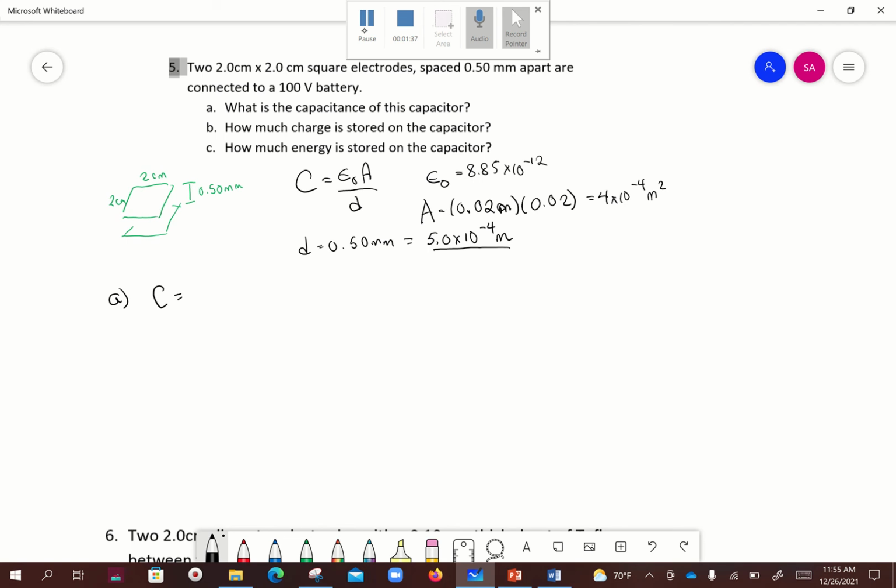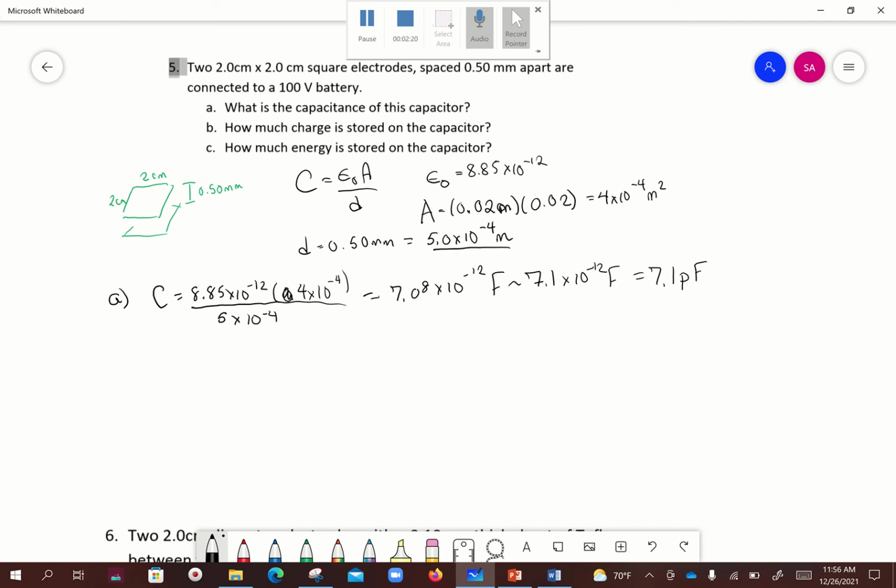So C is epsilon naught 8.85 times 10 to the minus 12 times A, 4 times 10 to the minus 4, divided by D, 5 times 10 to the minus 4, and I get 7.08 times 10 to the minus 12 farads, which I should round to 7.1 times 10 to the minus 12 farads because I've got two significant figures in all my numbers. And so I could also say that that's 7.1, and the SI unit for 10 to the minus 12 is pico, so I can write that as picofarads.